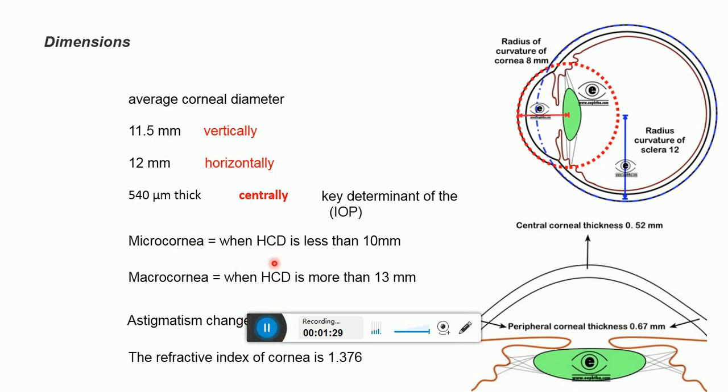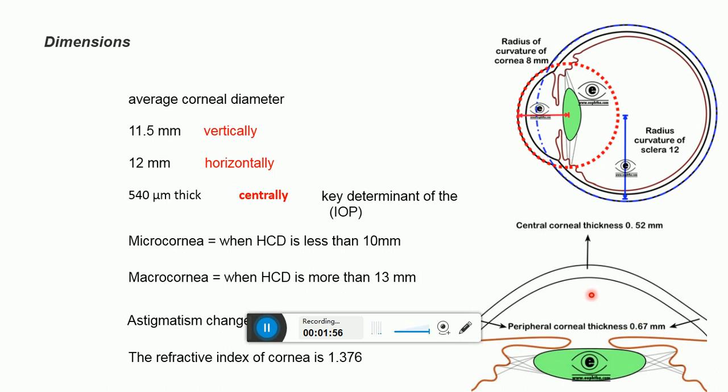Horizontal is important because when HCD is less than 10 mm, it is known as microcornea, while it is macrocornea when HCD is more than 13 mm. The radius of curvature is 7.8 mm. When there is a difference in the vertical and horizontal radius of curvature, it causes astigmatism.